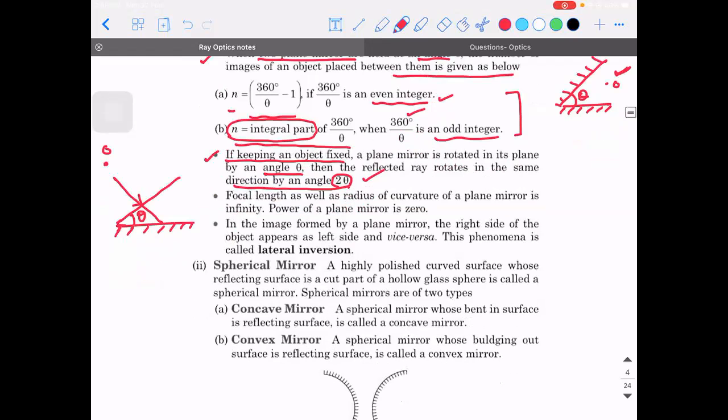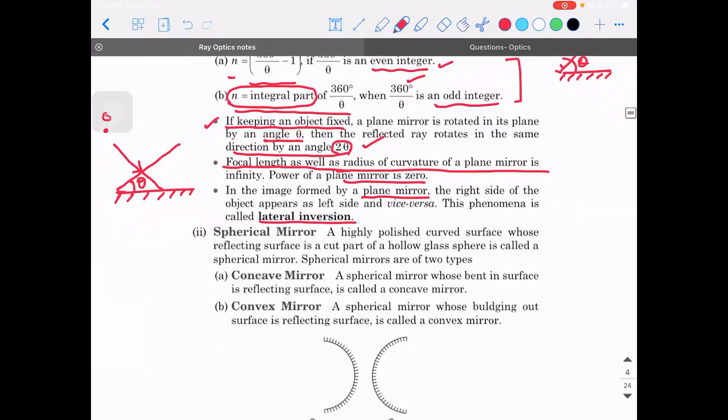Next. The focal length as well as the radius of curvature of a plane mirror is always infinity. The power of a plane mirror is 0 because power is equal to 1 by f, and 1 by infinity is 0. Next, in the image formed by a plane mirror, the right side of the object appears as the left side and vice versa. This phenomenon is called lateral inversion. Lateral inversion is possible only with plane mirrors.